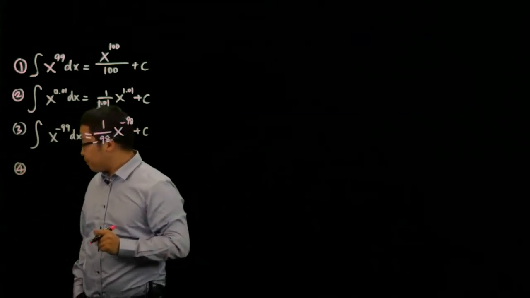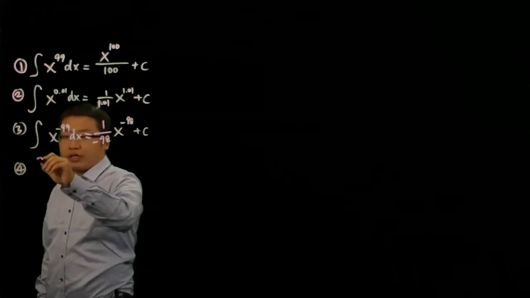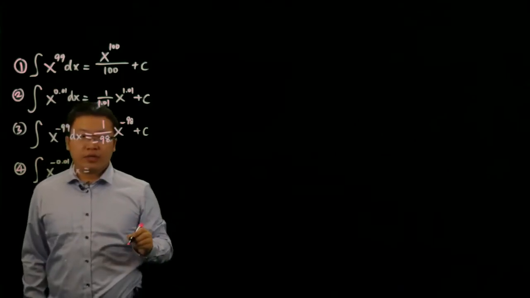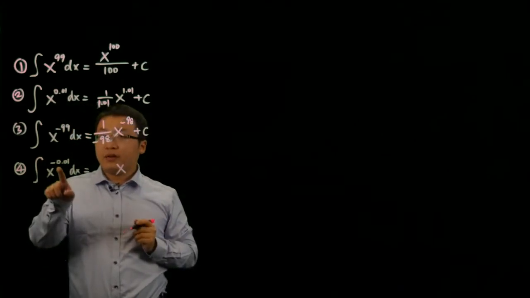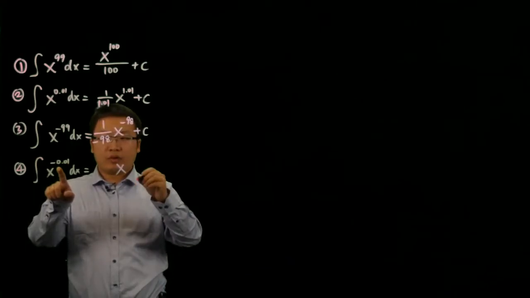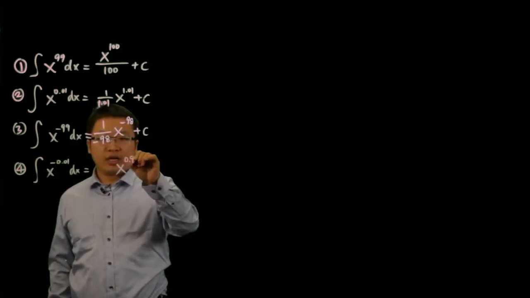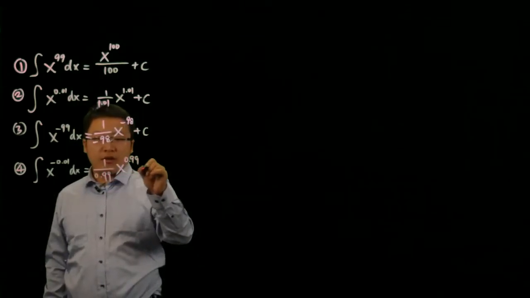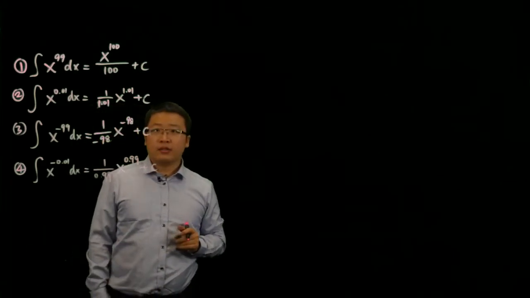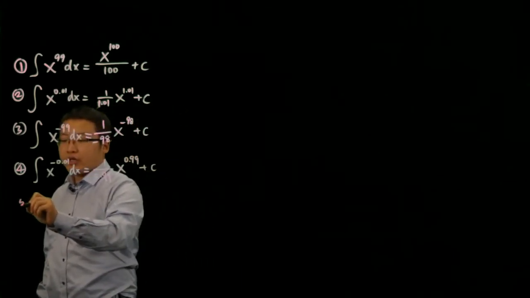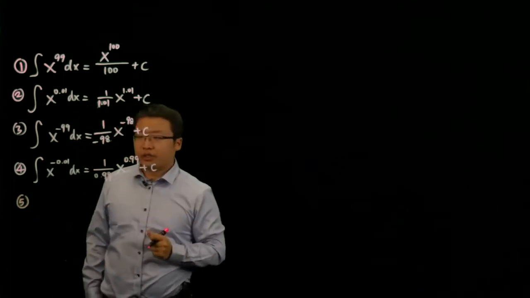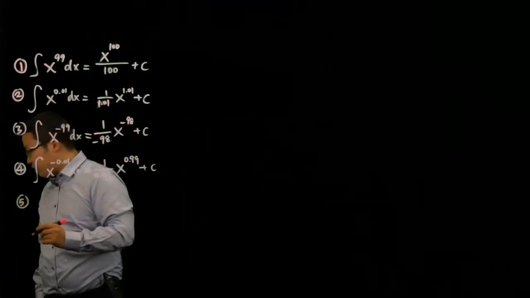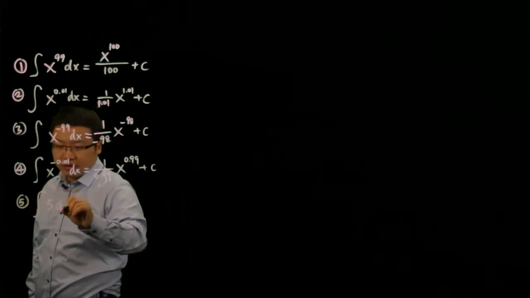And number 4 is, what is the integral of x to the power of negative 0.01 dx? And that will be x to the power of negative 0.01 plus 1. That will give you positive 0.99. Then divided by the coefficient, then plus c. So far, it's really just using the power rule for the indefinite integral, or it's more like the power rule backward for the derivatives.